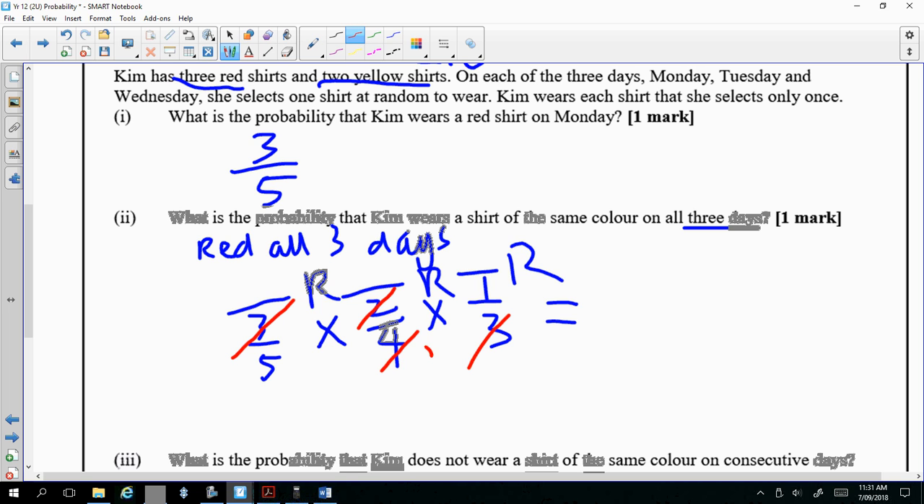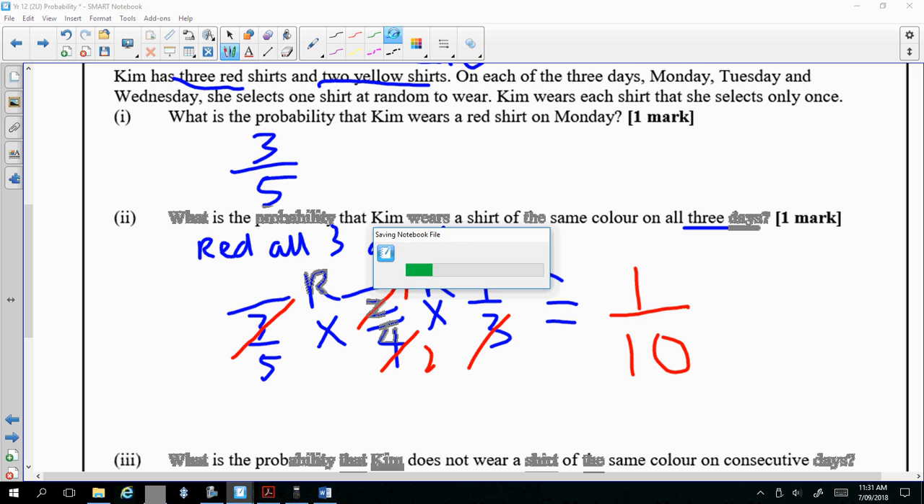Okay, now the next one's a bit tricky. I think you probably have to draw a tree diagram for that. Does not wear a shirt of the same color. Would it be using the complementary probability to 2? The answer is no, because they say consecutive days. It doesn't have to be all 3 days, just consecutive days. So you just have to make sure you wear it on at least 2 days that follow each other.